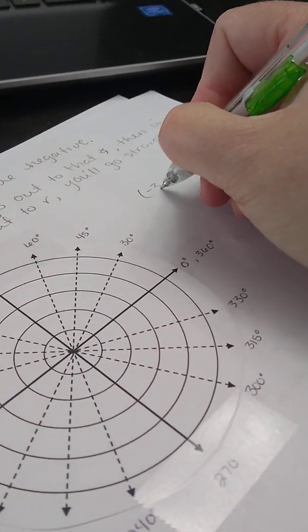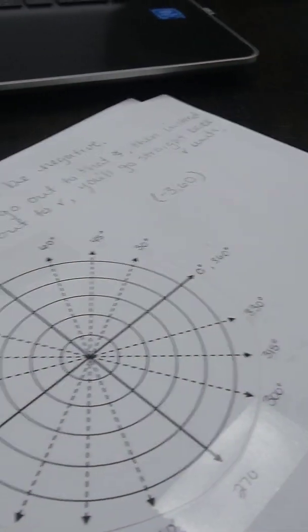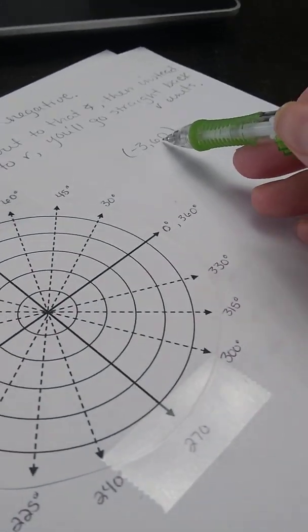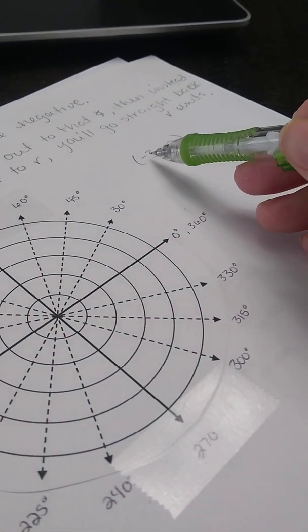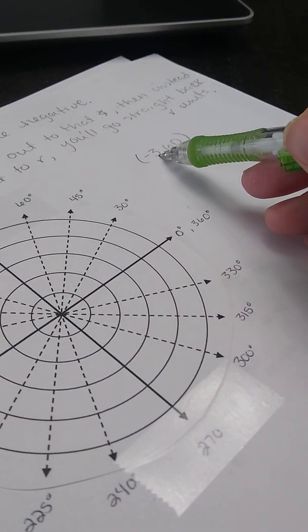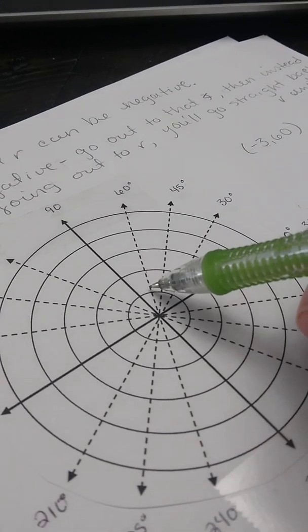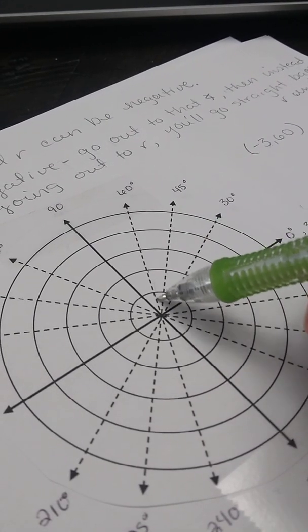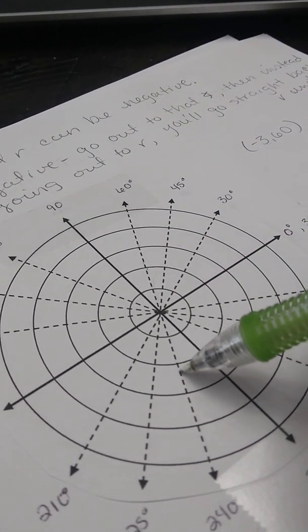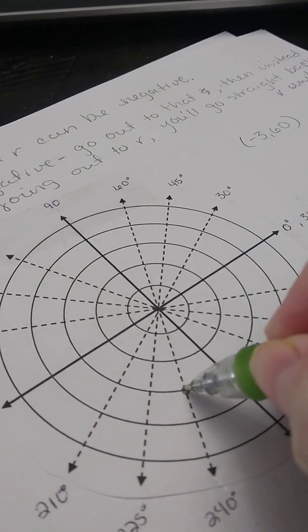So let's say that my ordered pair is negative 3, 60. All right, so if my ordered pair is negative 3, 60, I'm going to go 60 degrees. And instead of going out to positive 3, I'm going to go straight back. So I'm going to go out to 60 degrees, which is right here. And then instead of going 1, 2, 3 out here, I'm going to go straight back 1, 2, 3. So negative 3, 60 would be right here.